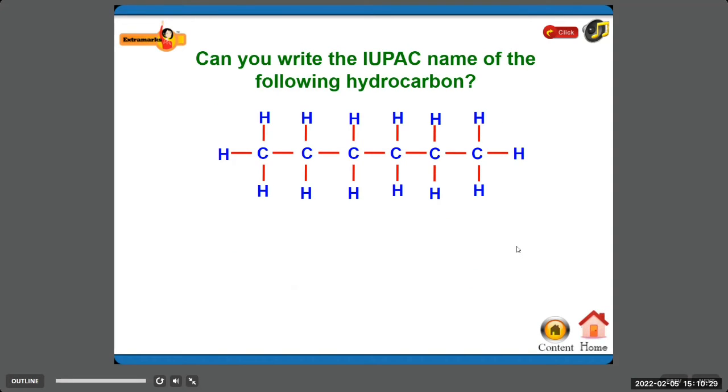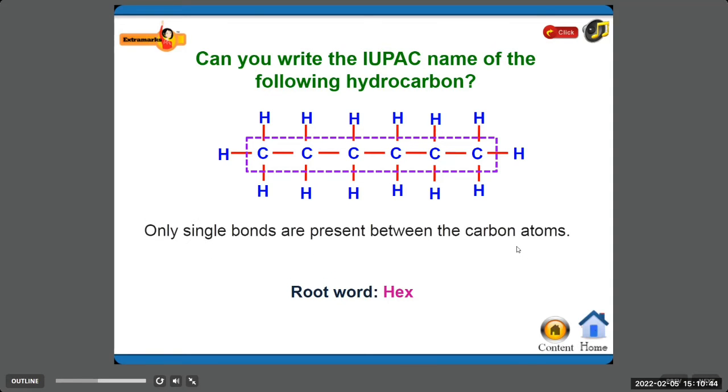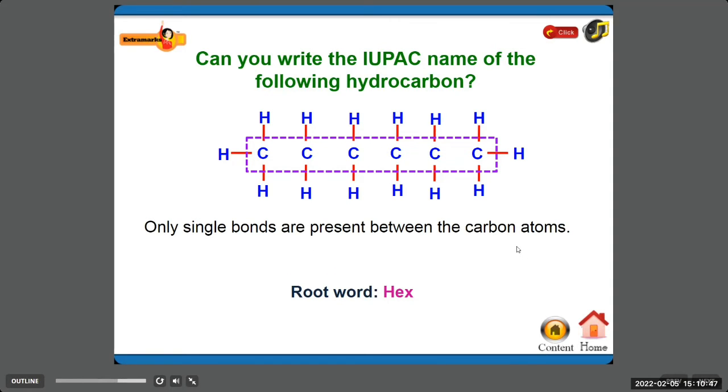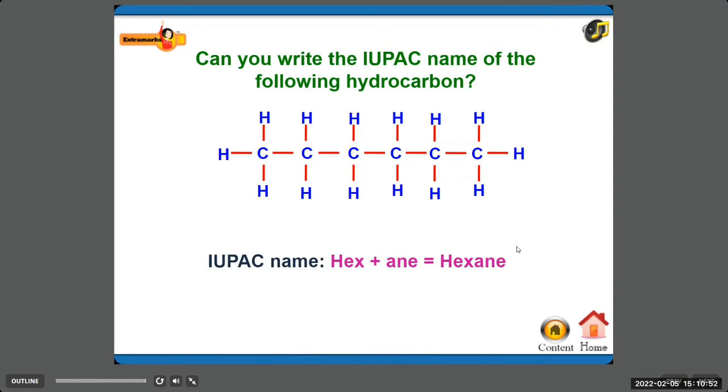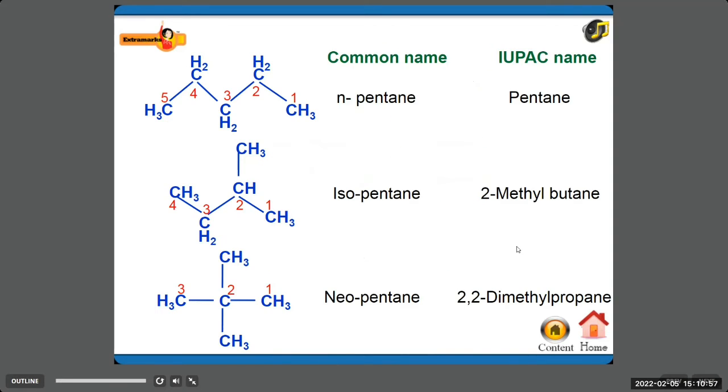Let us write the IUPAC name of the following hydrocarbon. First, count the number of carbon atoms in the chain. Since there are 6 carbon atoms present in the chain, the root word is hex. Only single bonds are present between the carbon atoms, hence the suffix is -ane. Finally, the IUPAC name of the given hydrocarbon is hexane. The alkanes having no branching are termed as normal alkanes or n-alkanes. For example, n-pentane.